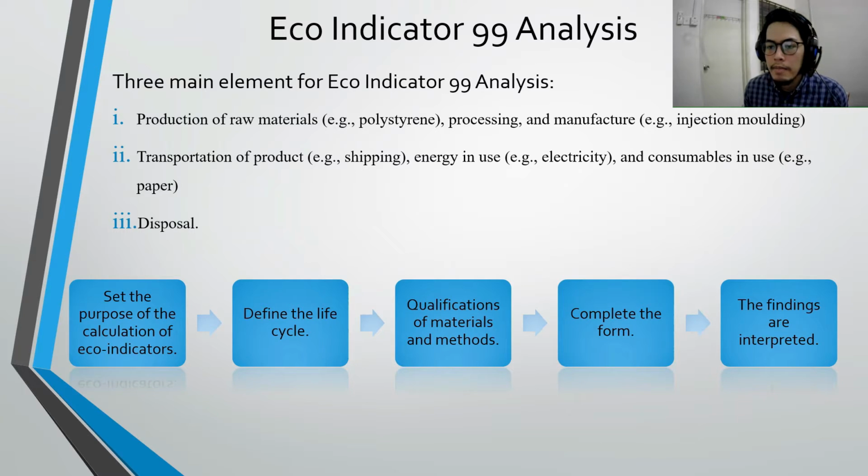There are 5 steps that must always be followed to ensure the correct application of eco indicator. First, set the purpose of calculating the eco indicator. The next one is define the life cycle. The third is quantification of material and method. The fourth one is complete the form. And the last one is the findings are interpreted.